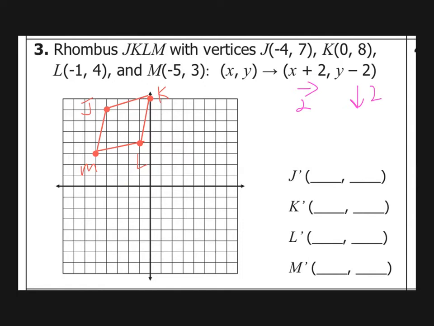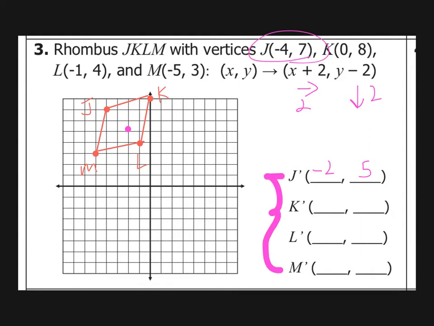So algebraically, let's go ahead and try to work that out first. If we take J and we add 2 to -4, we're going to land at -2. And if we take 7 and subtract 2 from 7, we're going to get 5. Now if we go to that location, -2, 5, we're going to land right here. And that's going to be our J prime. And now go ahead and try to do that to all of these.